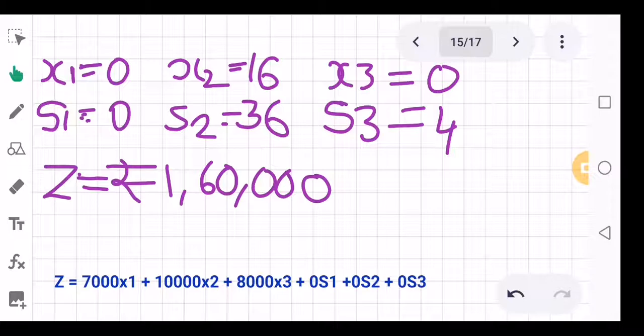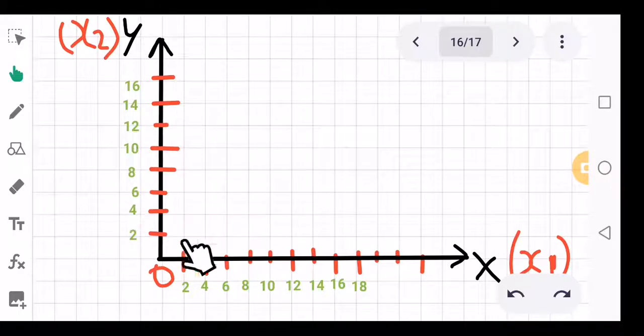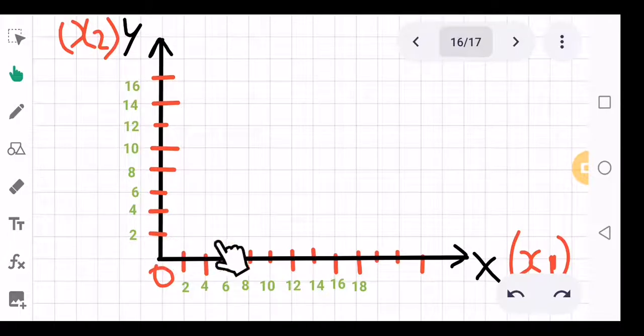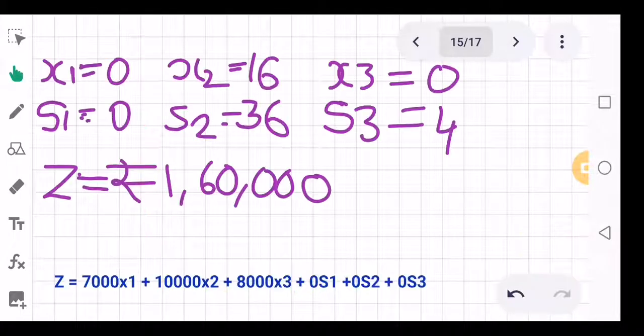Here we cannot use the graphical method. We cannot use the graphical method over here because in the graphical method, you have only two elements. There's x1, x2. That's all. There's place for only two variables. There is no place for three variables. Whereas in this question, three variables are considered. So you cannot use a graphical method to solve it. That's why we have to use the simplex method to solve this question.